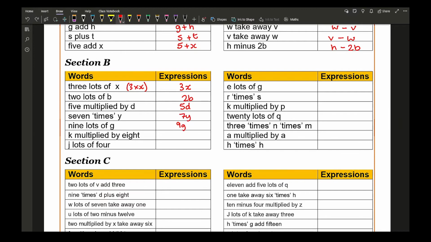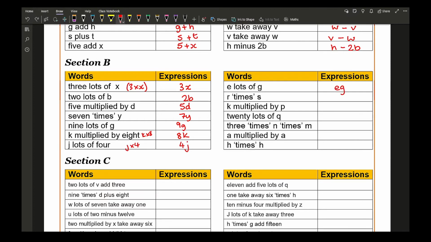K multiplied by 8, so again that's going to be k times 8, but the number always comes first, so it's going to be 8k. And then j lots of 4, so that's j times 4, but again the number always comes first, so it's 4j. For the next one, e lots of g, that's going to be eg.